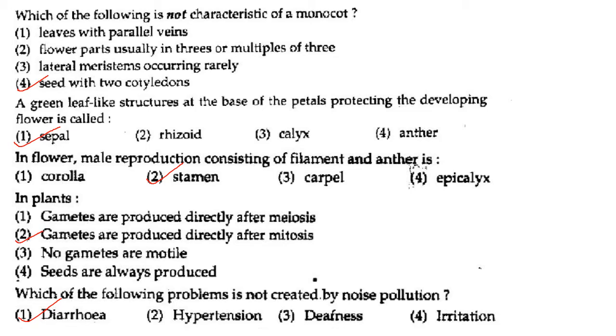Next one. In plants, gametes are produced directly after meiosis. Gametes are produced directly after mitosis. No gametes are motile. Seeds are always produced. Answer is gametes are produced directly after meiosis, option 2.